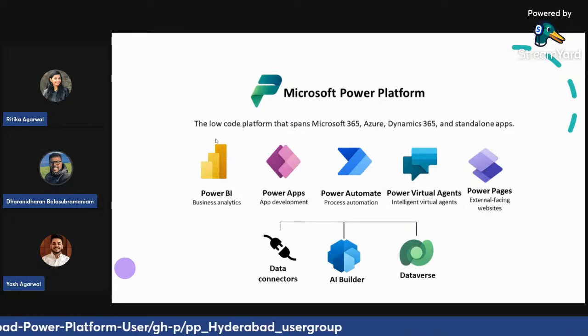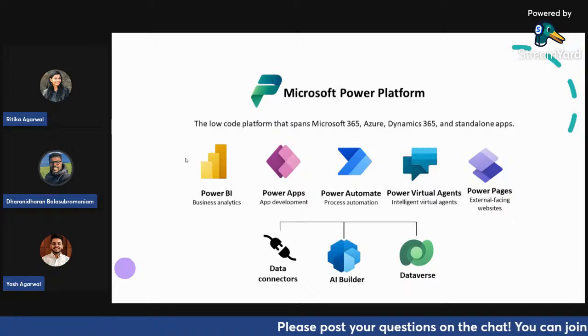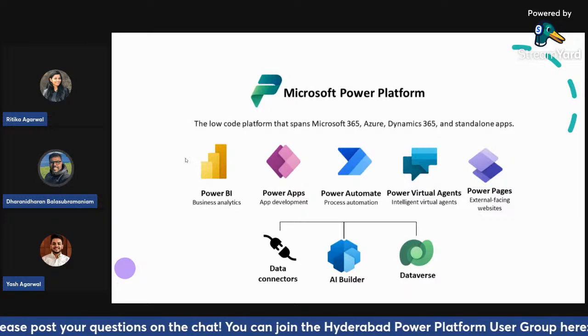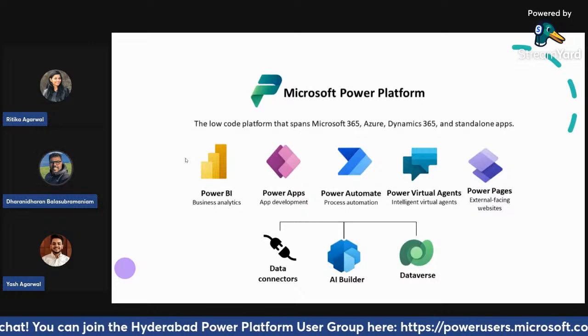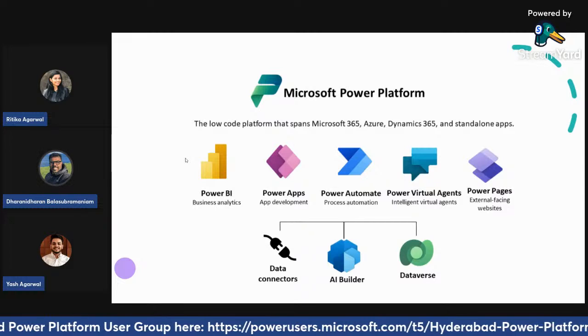Like you can see, the Power Apps, Power Automate, Power Virtual Agents, Power Pages, and Power BI. All those components come under this umbrella, the Microsoft Power Platform, and all of these are low code platforms that come under this one umbrella. They will help you to build a good amount of business applications with the low code and no code approach. And this Power Platform has lots and lots of data connectors.